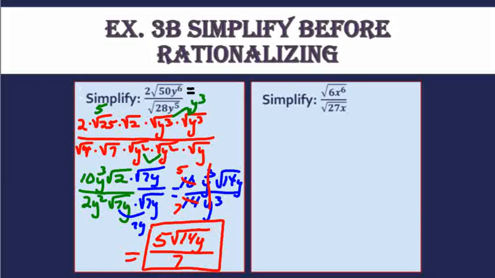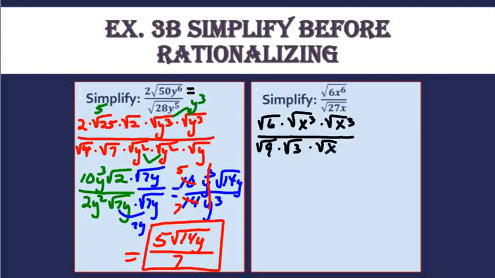Let's look at the next one. Square root of 6x to the 6th. I can break that down as a square root of 6 times the square root of x to the 3rd times the square root of x to the 3rd. Remember, if the exponent is even, just split it in half, and that's what your 2 radicals would be. And the denominator, square root of 27, I know a perfect square is the square root of 9 times the square root of 3. That gives me 27 times the square root of x.